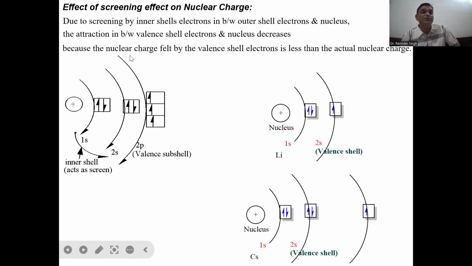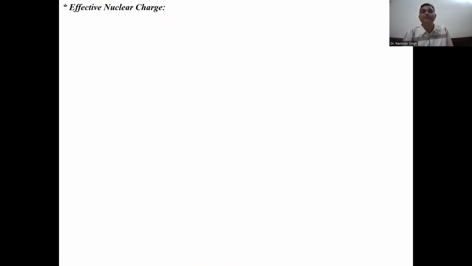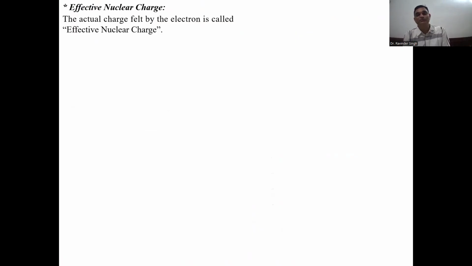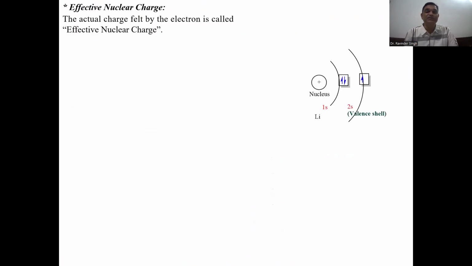Why does that decrease? Because the nuclear charge felt by the valence electron is less than the actual charge. The actual nuclear charge is somewhat different, but the effective nuclear charge, the nuclear charge felt by these valence electrons, is somewhat less. Why somewhat less? Due to the screening effect caused by these intervening electrons. Now the term effective nuclear charge: what is effective nuclear charge? The actual charge felt by any electron of any subshell of the given atom is called the effective nuclear charge.